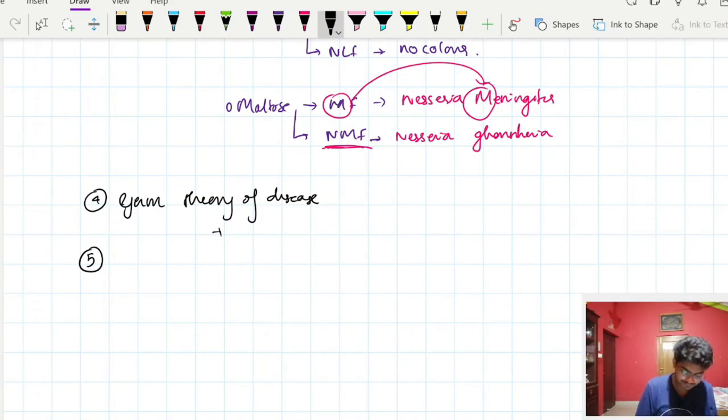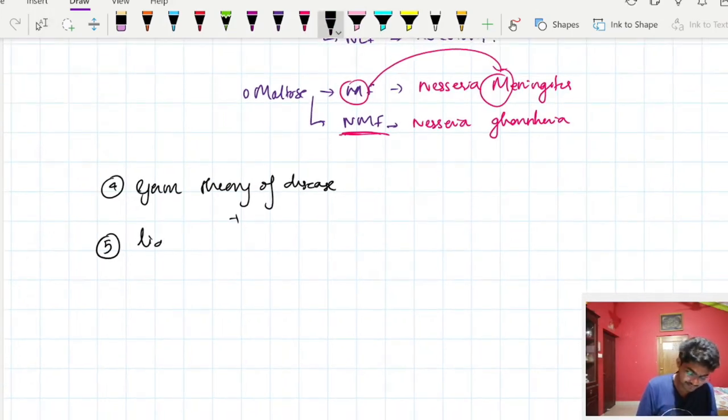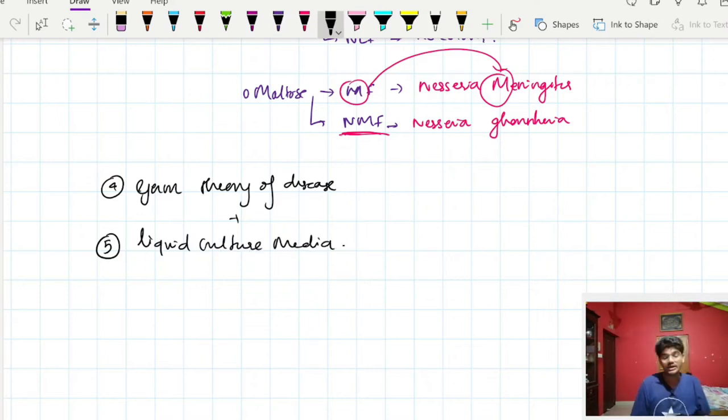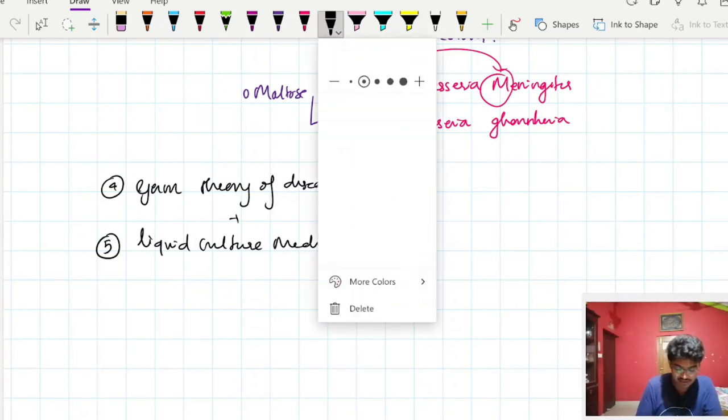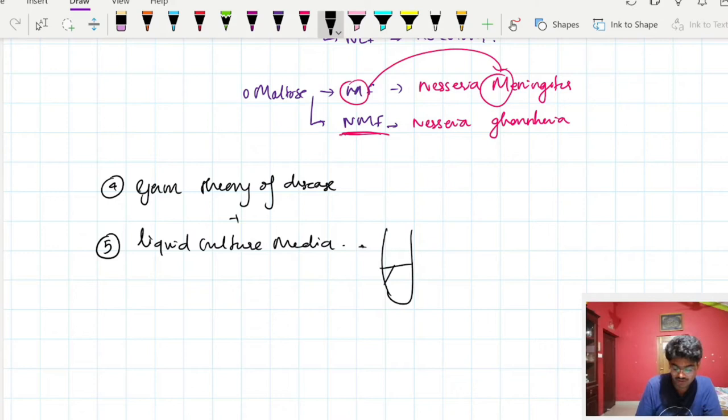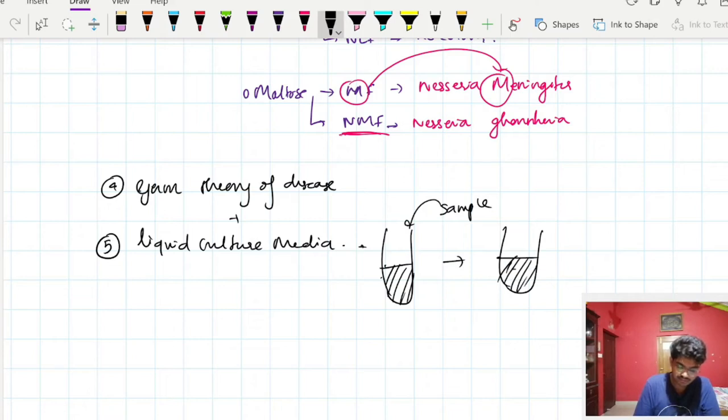Then the fifth innovation by Louis Pasteur is liquid culture media. Okay, in liquid culture media, what he done is that he used a test tube, and he given the test tube a sample of carbohydrate, nutrients, sugars, the things that we have needed for a normal metabolic growth. Okay, so he added sample in the liquid culture media, and then he found out the test tube become turbid.